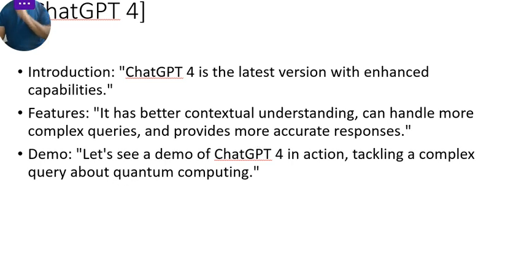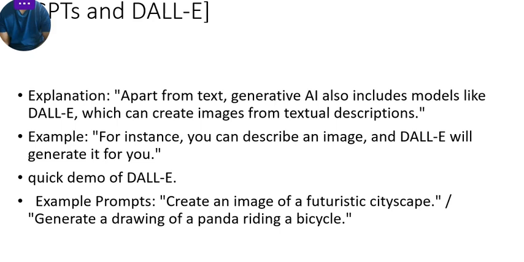Now, apart from this, there are some advanced, paid features of ChatGPT, which is ChatGPT 4, which has some extremely advanced capabilities: better contextual understanding, it can handle more complex queries, and gives more accurate responses. We'll try to see a demo of ChatGPT 4 tackling a complex query about quantum computing. Right now I don't have a ChatGPT 4 subscription. Once I upgrade, I'll show you this demo. But right now, just be aware that there are some advanced things that you can do with it.